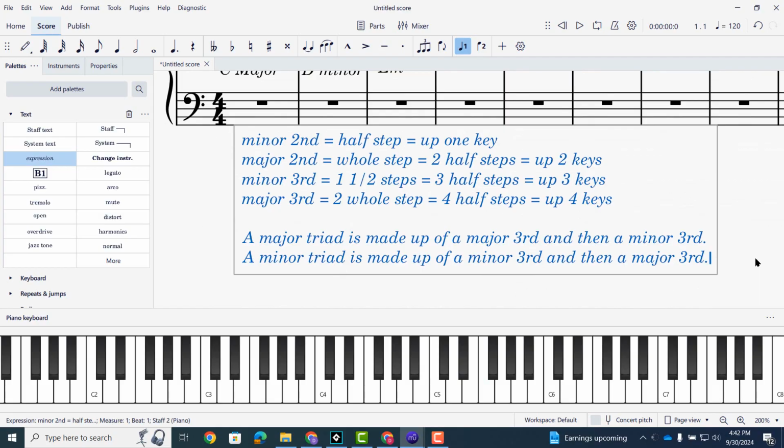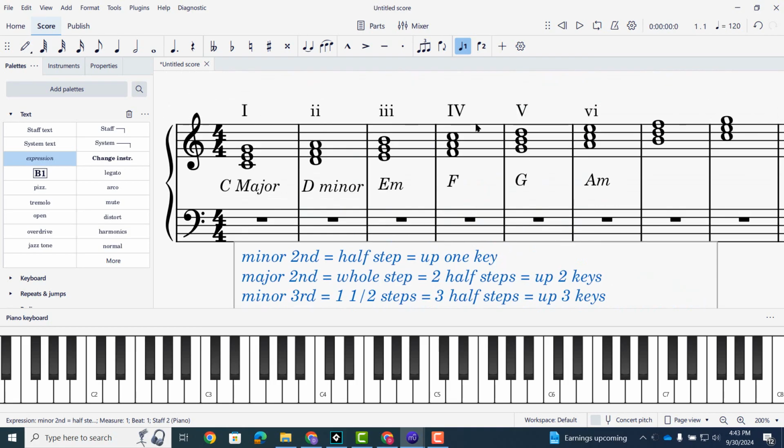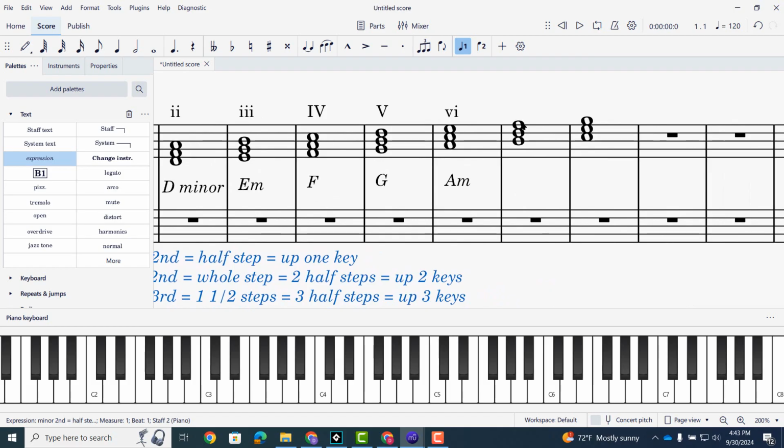So we say a diminished triad is made up of two minor thirds. Because there's only 3 keys starting from where you're starting to get to the next key in the triad. So that one's kind of weird because it has two minor intervals between the notes.